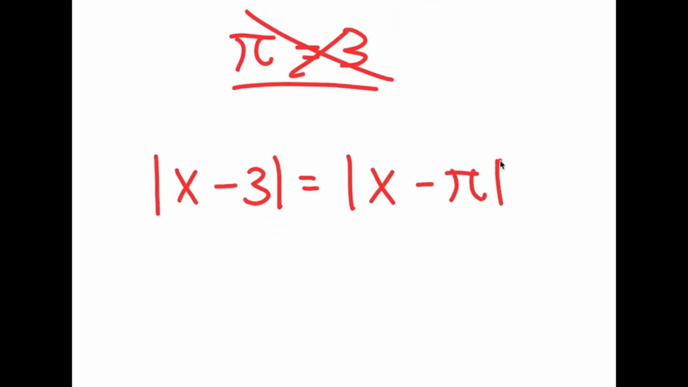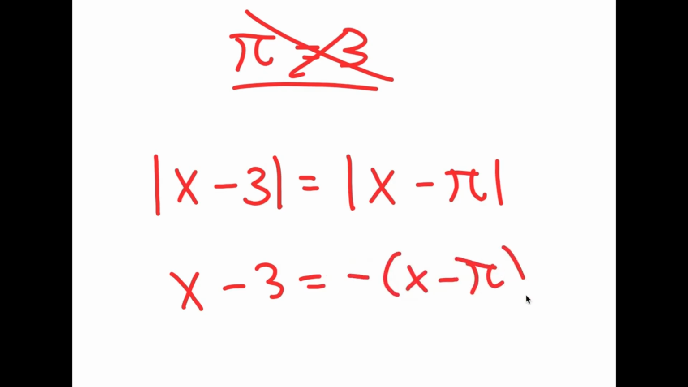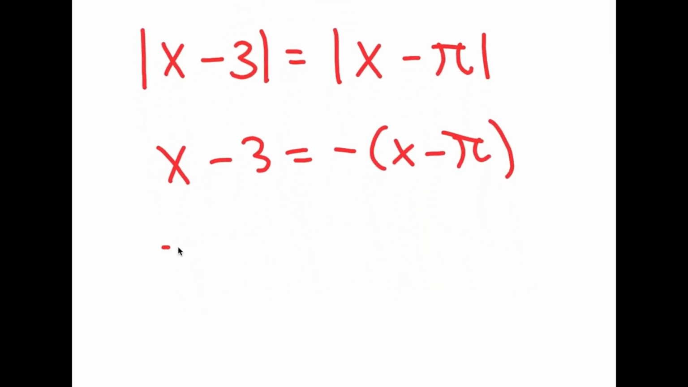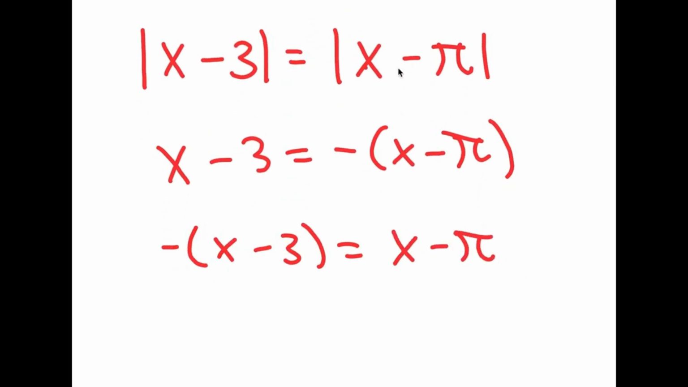So the reason this is so important is because now I get x minus 3 is equal to negative x minus pi, or also negative x minus 3 is equal to positive x minus pi, since we're taking the absolute value of these two.